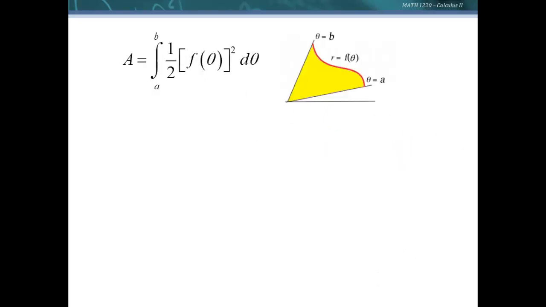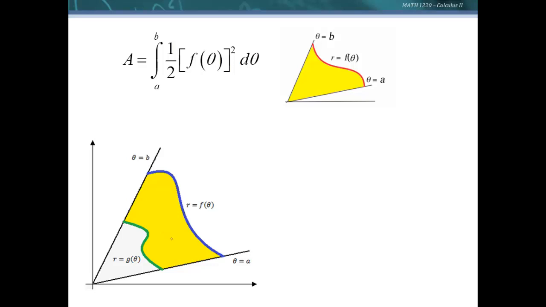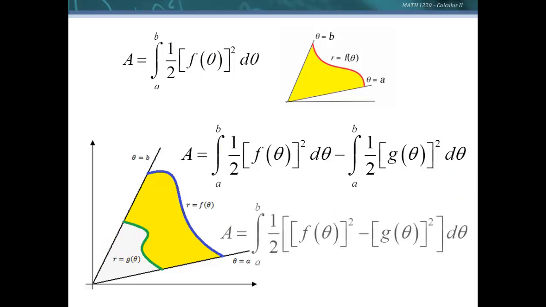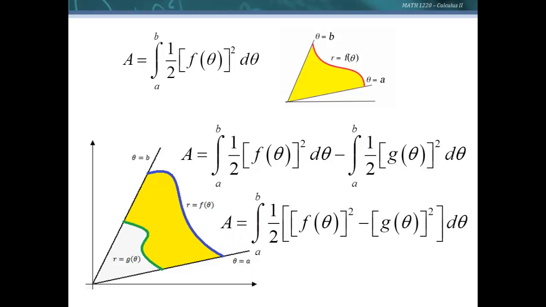Now what if we didn't want to go clear to the pole, but we had this piece out here? As you look at this, you could see that if we found the area of this piece right here and we subtracted off the area with g of theta, we would have left this yellow shaded area. So we would integrate from a to b 1/2 f of theta squared d theta, and then subtract off this piece right here. Then we could factor out the 1/2 and combine the integrals, and we could express this area between two polar curves like this.